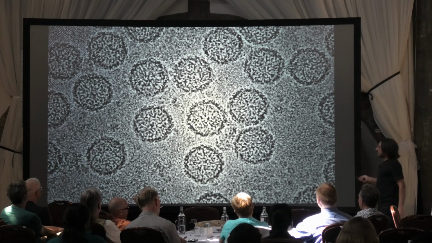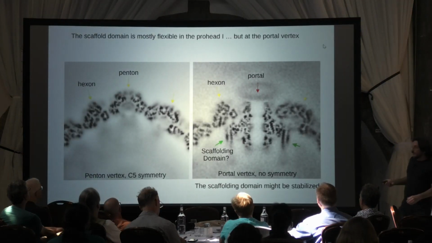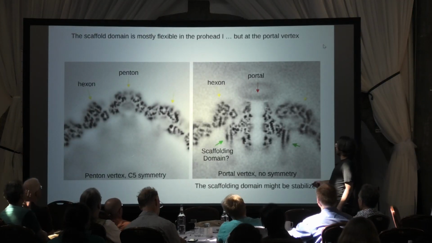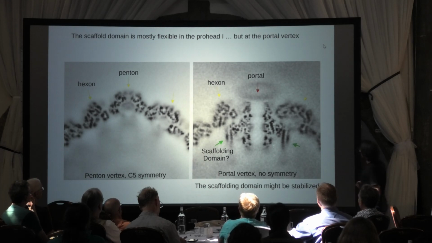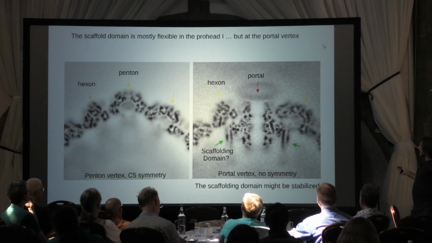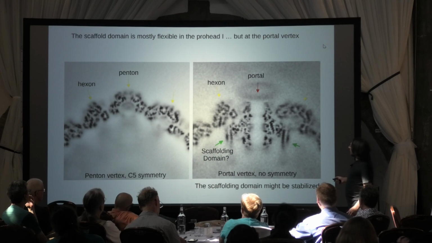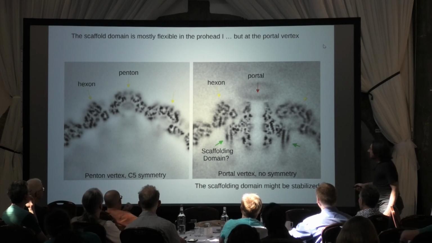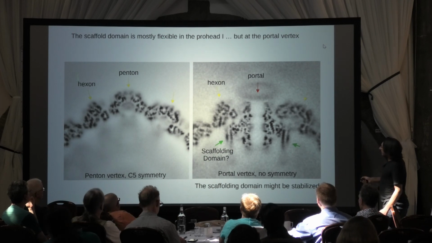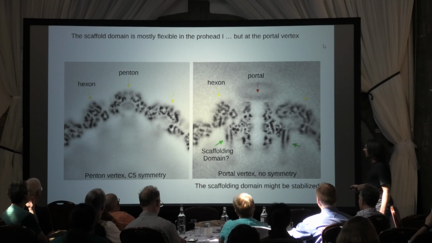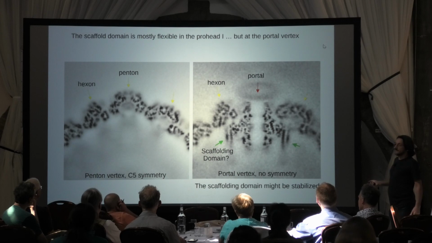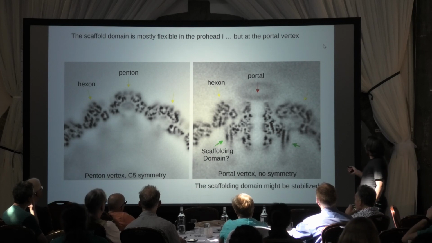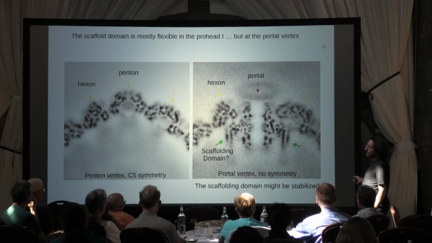Since we have the cryo-EM, we obviously did the reconstruction of this object, both at the regular vertex as well as at the portal vertex. At the regular vertex, we see the hexon, we see the penton, and under the hexon and under the penton, there is this blurry density that we assign as a scaffold. And at the portal vertex, of course we see the portal, but we see two other things here.